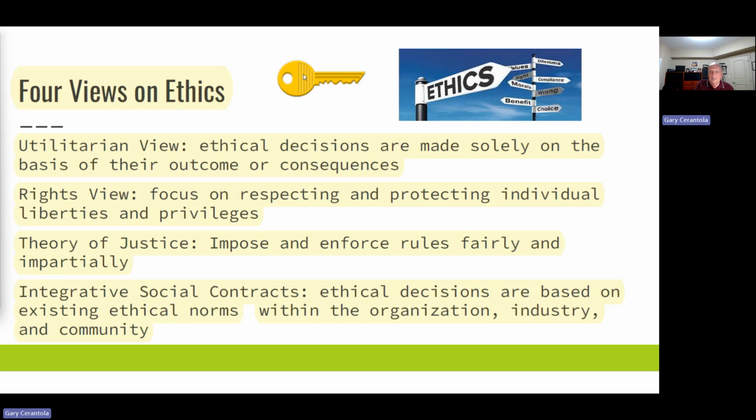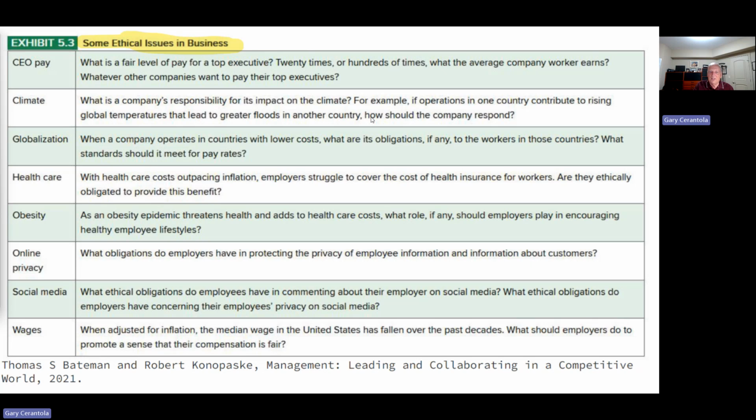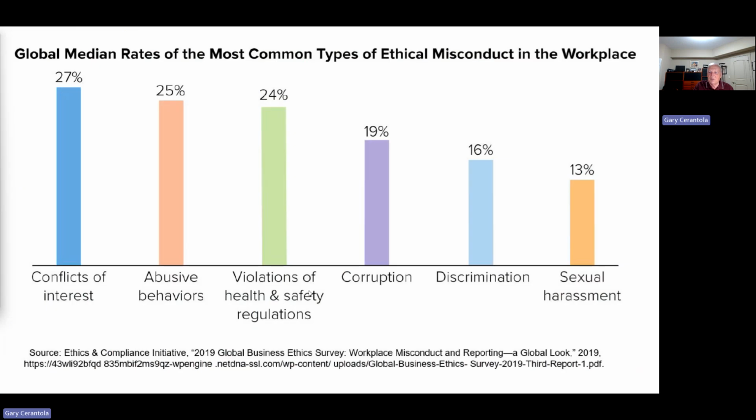But this is key now, right? You need to have this view of what these are, all right? And likely some questions on the test about this, but understand what the utilitarian view is, the rights view, the theory of justice, and then integrative social contracts, right? So those are the key pieces. And here's an example of some ethical issues, and how that relates.